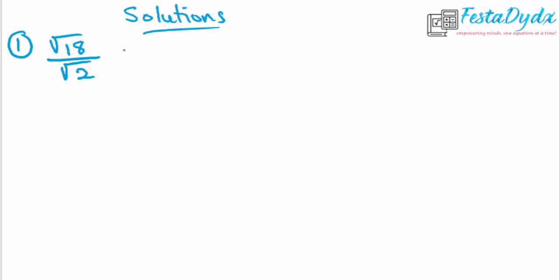So for number 1 here, we'll have root 18 over root 2. We'll bring it under the same square root. Under the same square root, we'll be having 18 over 2. So it is now very easy for us to divide because when we divide 18 by 2, it should give us 9. And here we'll have the square root of 9. The square root of 9 will give us 3 because 9 is a perfect square. 3 times 3 gives us 9. So the square root of 9 is 3.